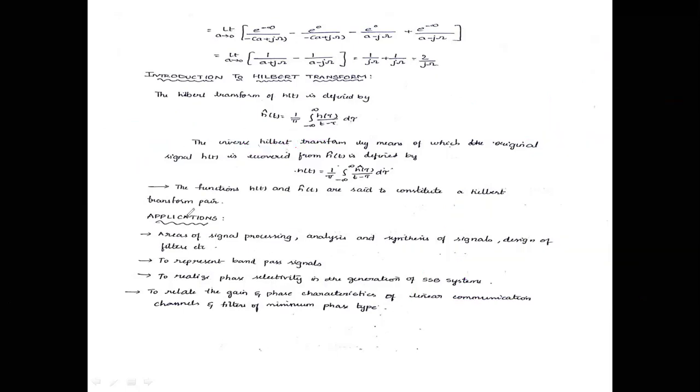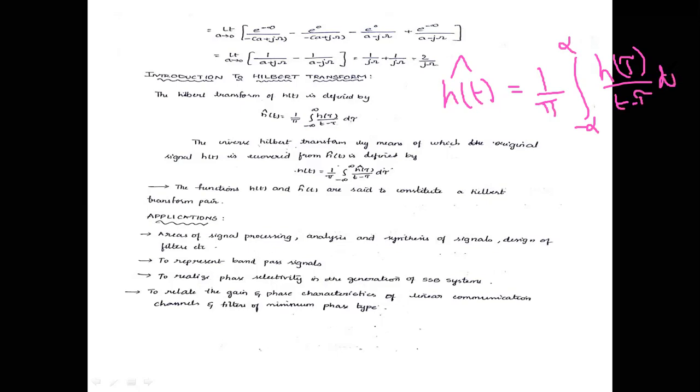Okay, my dear students. Now the last topic in the second unit, the Hilbert transform. The Hilbert transform of x of t is denoted by x hat of t. Hilbert transform is denoted by the cap. X hat of t is equal to 1 by pi, integral from minus infinity to infinity, x of tau by (t minus tau) d tau. This is the formula for the Hilbert transform, my dear students.